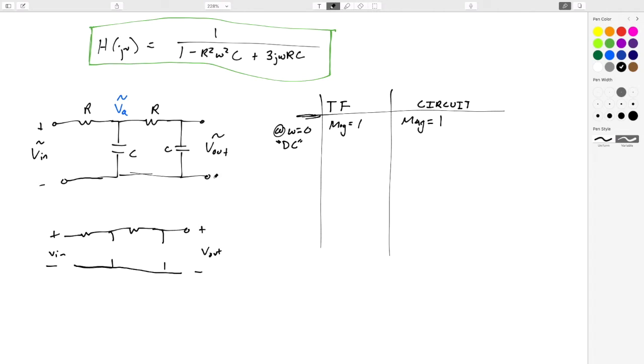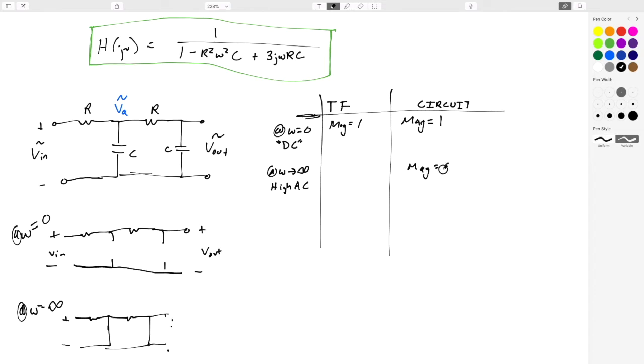Another thing to do is to see what's going to happen at very, very high frequencies. So let's say omega going to infinity, so high AC. This is also just for notes. At omega equals infinity, we know capacitors act as shorts at high frequencies, right? So this ends up looking more like resistor to short, resistor to short. So there's going to be 0 out. So the circuit's telling me the magnitude will be 0. Okay?